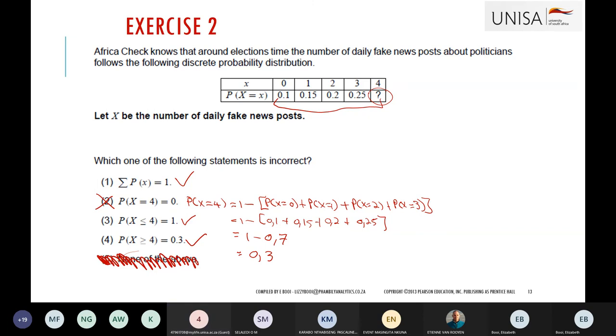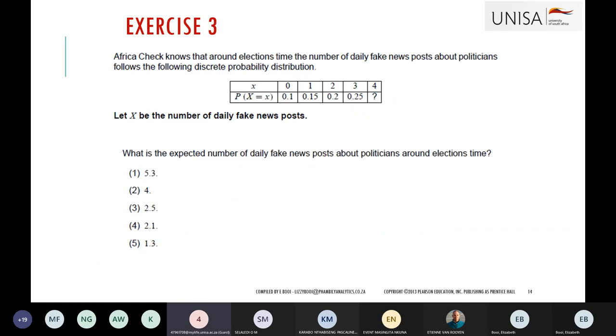Okay. Next question. Let me see. Oh, that is the last one. We can take our time. We'll have more questions on Saturday, or we can leave early, actually. 30 minutes early.